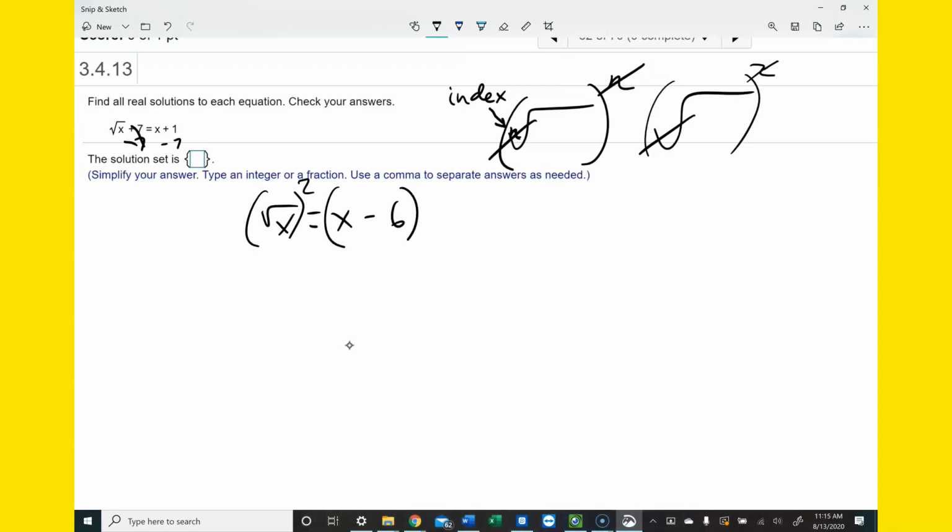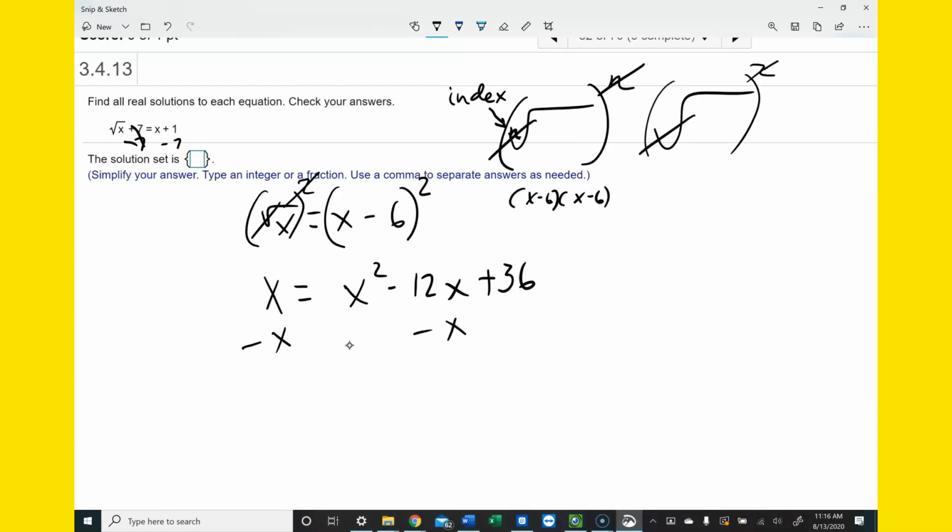And I do the same thing to both sides. As long as I do the same thing to both sides, I'm good. So getting rid of that radical, I've now got x equals, and I'm going to square x minus 6, which means I've got to do x minus 6 times x minus 6, and FOIL it out. That gives me x squared minus 12x plus 36. Once all of that is distributed and like terms are combined, I'm going to move my x over to combine it with its like term on the other side. So 0 equals x squared minus 13x plus 36.